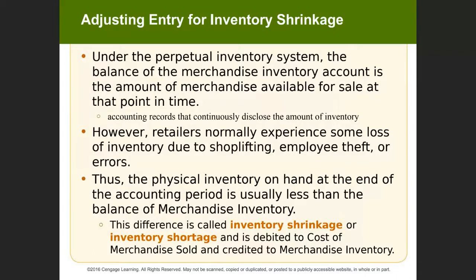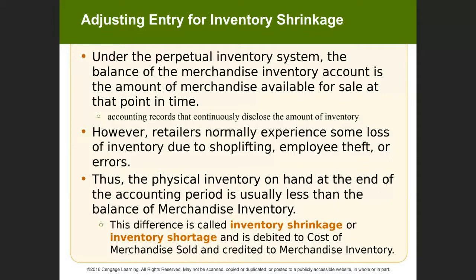The adjusting entry for inventory shrinkage. Under the perpetual inventory system, the balance of the merchandise inventory account is the amount of merchandise available for sale at that point in time. Accounting records that continuously disclose the amount of inventory. However, retailers normally experience some loss of inventory due to shoplifting, employee theft, or errors. So therefore, the physical inventory on hand at the end of the accounting period is usually less than the balance of your merchandise inventory.